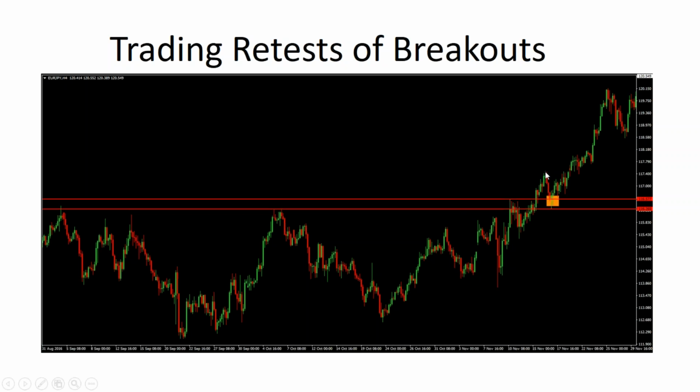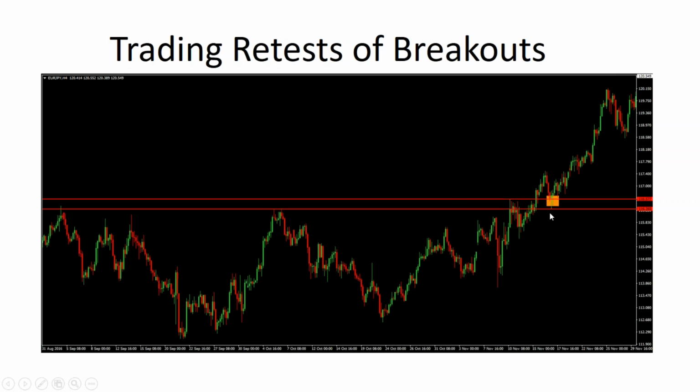Now at the point that price reverses here, we know that sellers have stepped back in again, slightly higher up. They've driven price back down, and so this is the deciding point. Are buyers going to be strong enough to continue that breakout and push price higher, or have sellers stepped back in again with enough force to drive price back down?